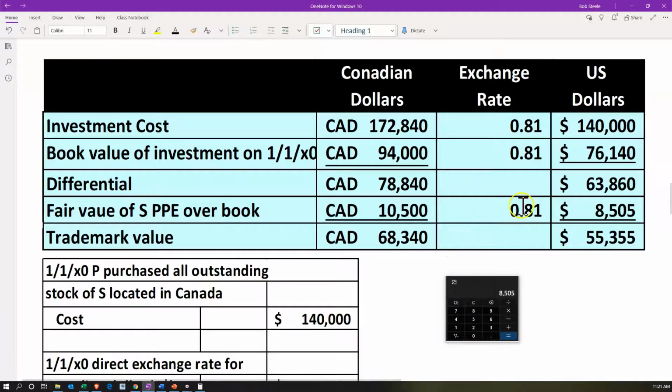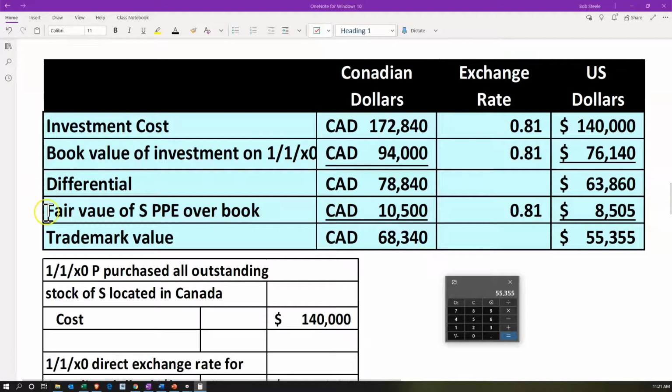Then the difference between the differential and that 8,505 is going to go to the trademark. If we think about that in terms of Canadian dollars, 78,840 minus the 10,500, and that's going to be the 68,340. If we think about that in terms of US dollars, we got the 63,860 minus the 8,505, and that's going to be the 55,355. So now we're going to be looking into this differential.